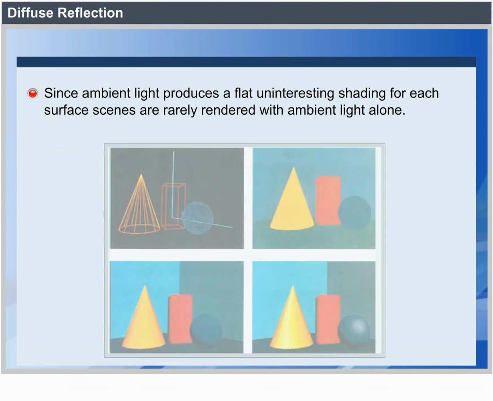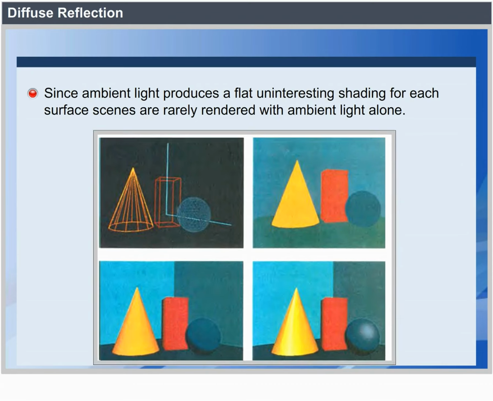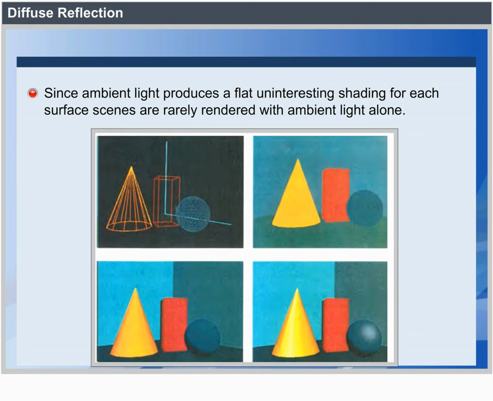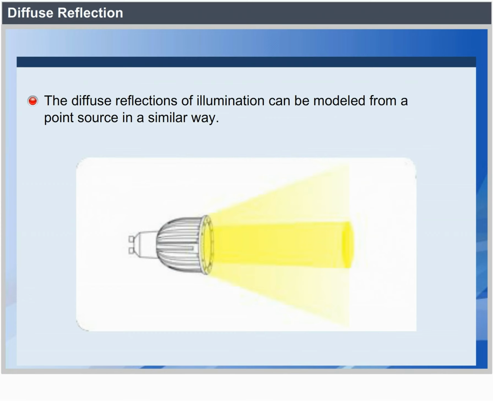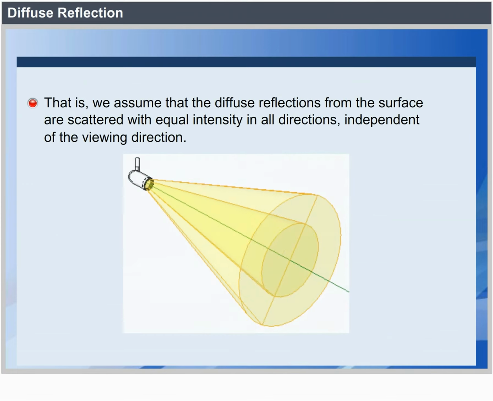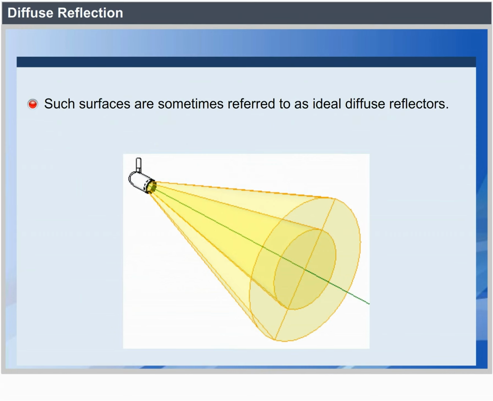Since ambient light produces a flat, uninteresting shading for each surface, scenes are rarely rendered with ambient light alone. At least one light source is included in a scene, often as a point source at the viewing position. We can model the diffuse reflections of illumination from a point source in a similar way. That is, we assume that the diffuse reflections from the surface are scattered with equal intensity in all directions, independent of the viewing direction. Such surfaces are sometimes referred to as ideal diffuse reflectors.